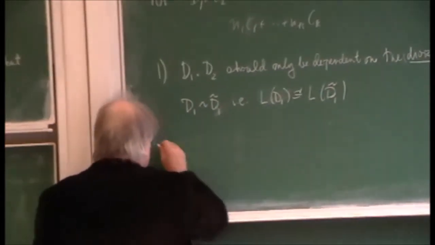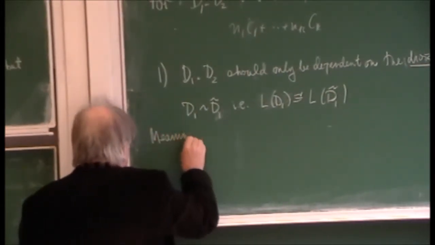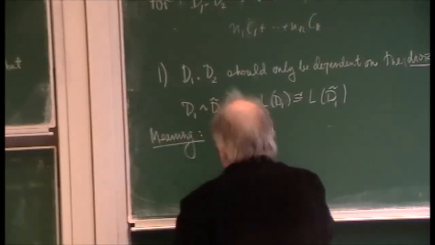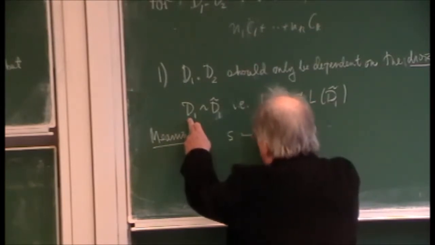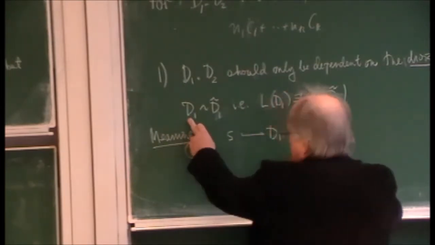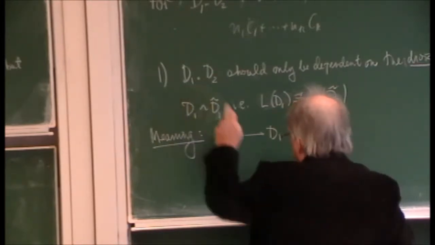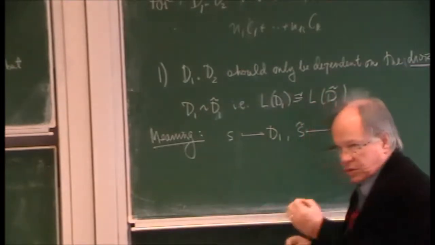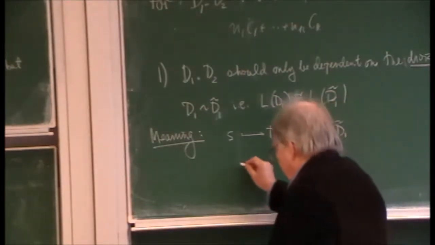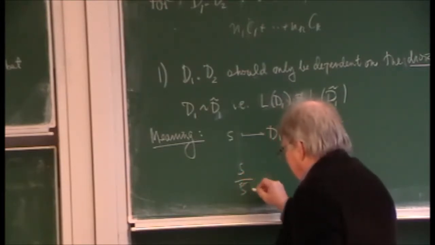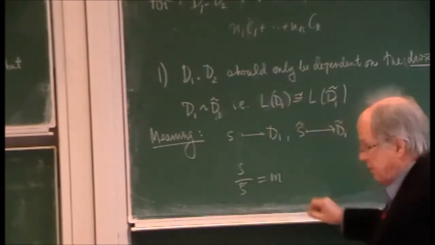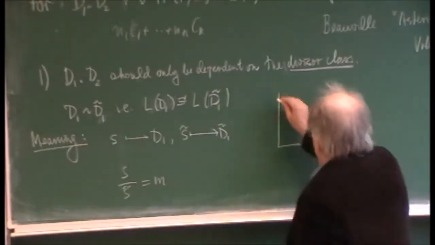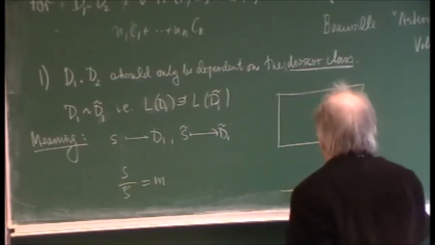That means in the same line bundle, you have a section S which defines D1, and you have S tilde which defines D1 tilde. Two sections in the same line bundle. So as usual, S over S tilde is a globally defined meromorphic function. That means this meromorphic function is a mapping of the surface onto P1.